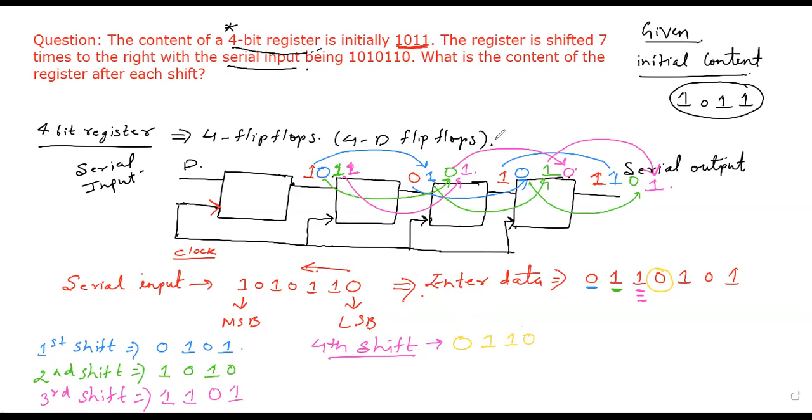Similarly, when we talk about the fifth step or the fifth shift, this one we have to enter. So what will happen? This one will replace this 0, and these 3 bits will be shifted to the right after this. That means it is 0, 1, 1.